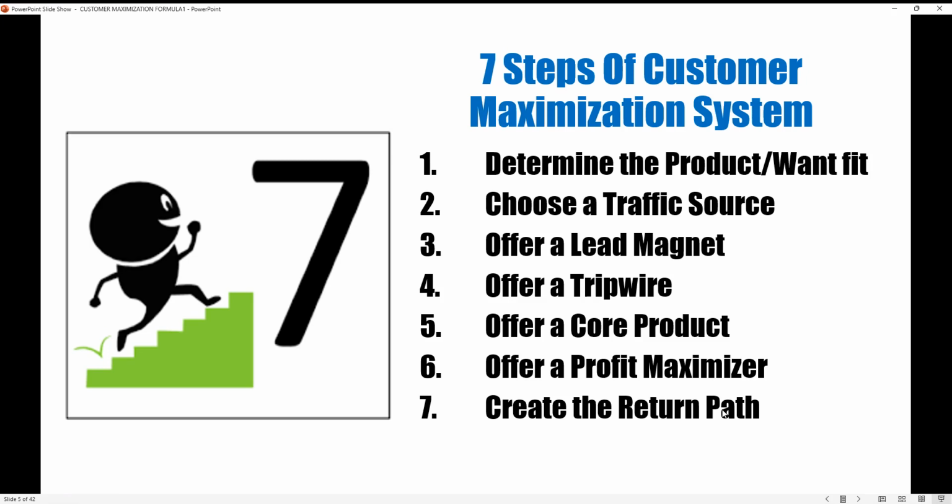Right? From number 3 to number 7, those will end up becoming different products. Number 3, a lead magnet, you're going to have a product for that. Tripwire, you're going to have a product for that. A core product, you're going to have a product for that. Profit maximizer, you have to have a product for that. And then create the return part. I will explain to you how that works. So those 1 to 7 are basically the theoretical explanation.